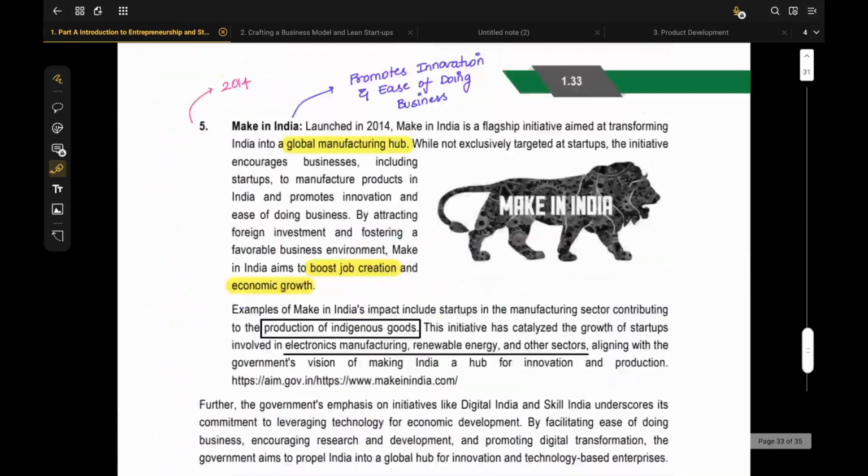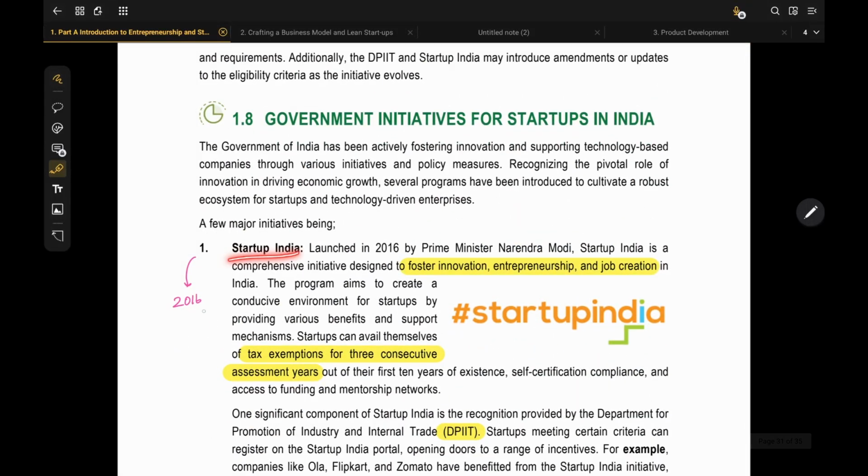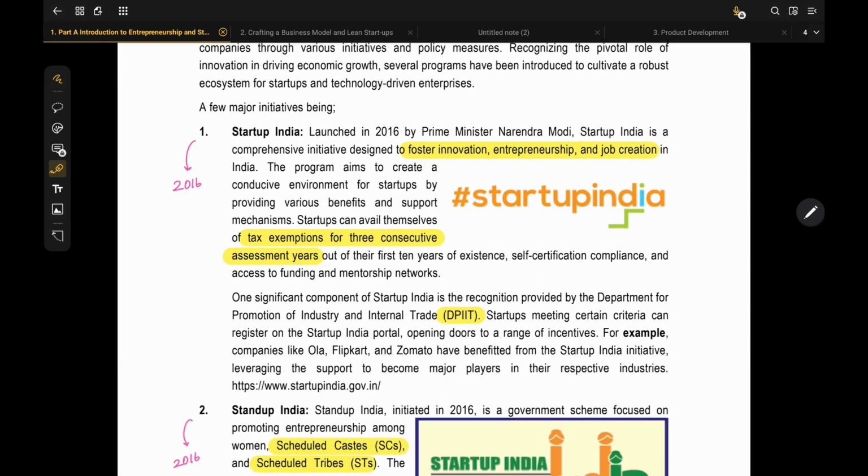And then, government initiatives for startups in India. Just 3 pages, it will be completed quickly. First thing is Startup India. Startup India was started in 2016. It will foster innovation, entrepreneurship, and job creation. Again, it will bring innovation, it will bring entrepreneurship, it will bring job creation. And it is under this project only that we are getting the DPIIT registration and all. Under that registration, as we already saw, tax exemption will be given.